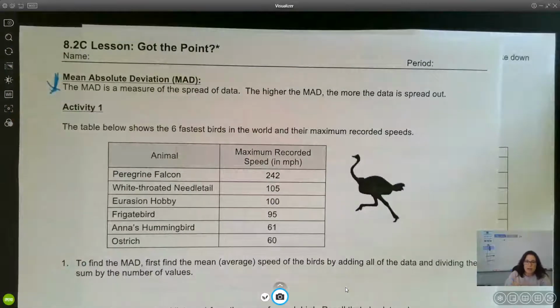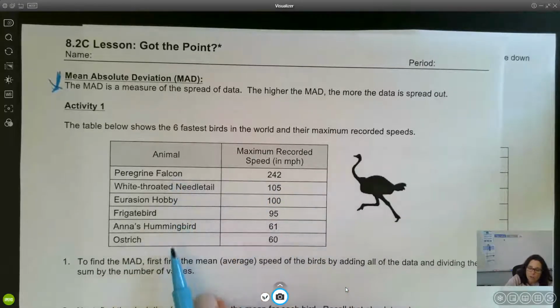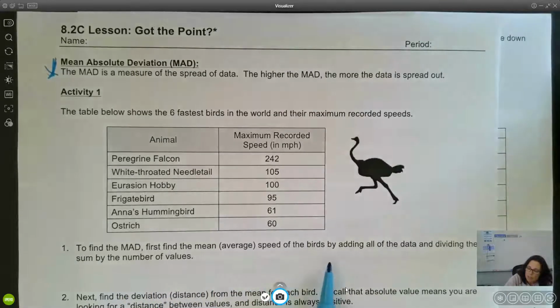The table below shows the 6 fastest birds in the world and their maximum recorded speeds. These are all in miles per hour, and here are your 6 birds. It says to find the MAD, you must first find the mean. Remember, that's the average speed of the birds, found by adding all the data and dividing the sum by the number of values.